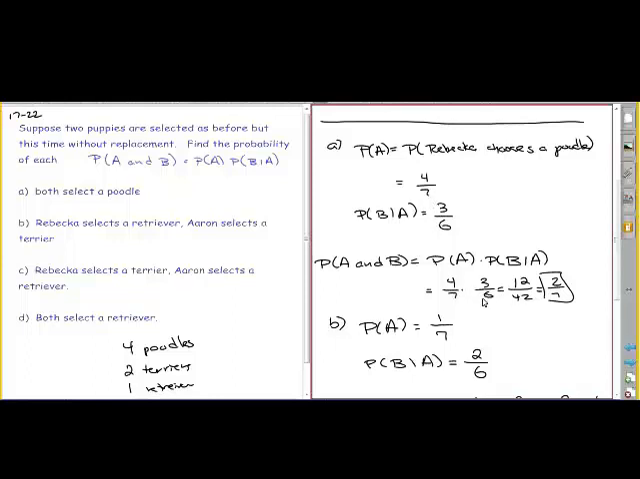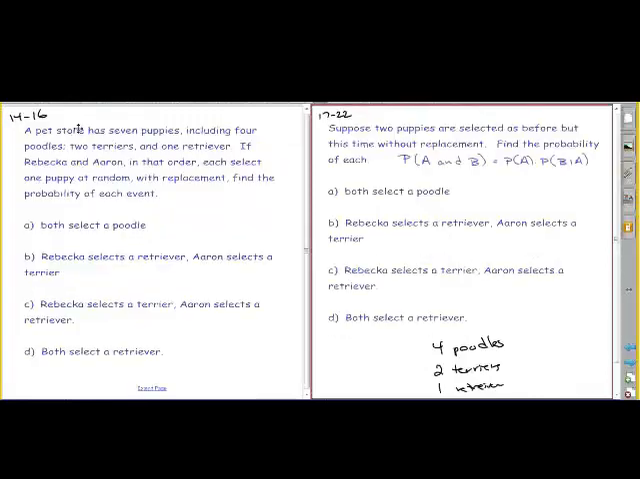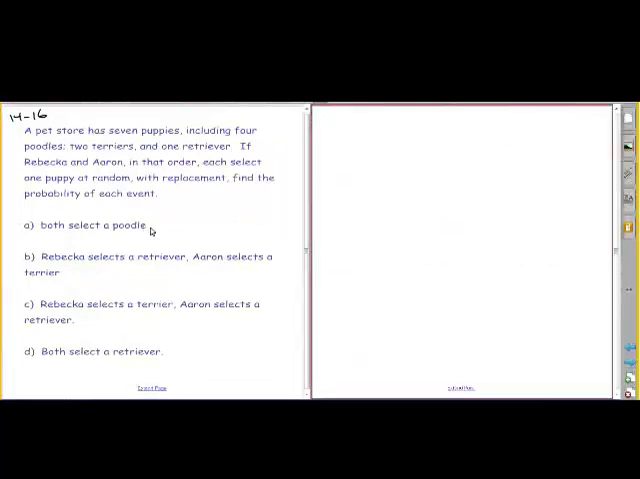So when you don't have replacement, the denominator always decreases by 1 every time you make a choice. Now the numerator can decrease. It can be different because it's a different choice, different kind of dog, or it could decrease because you're choosing the same dog in both cases. So that's where you have without replacement.